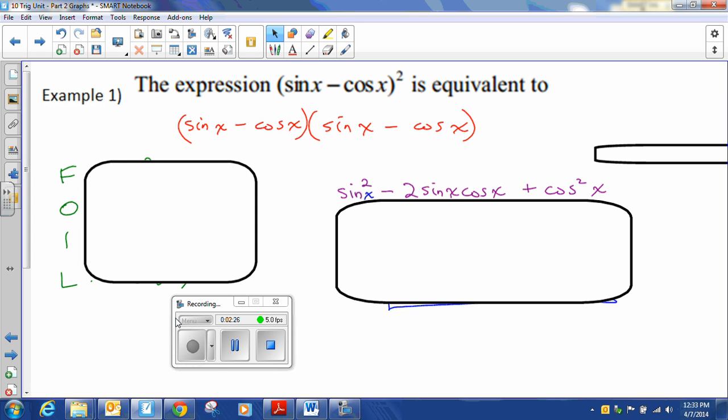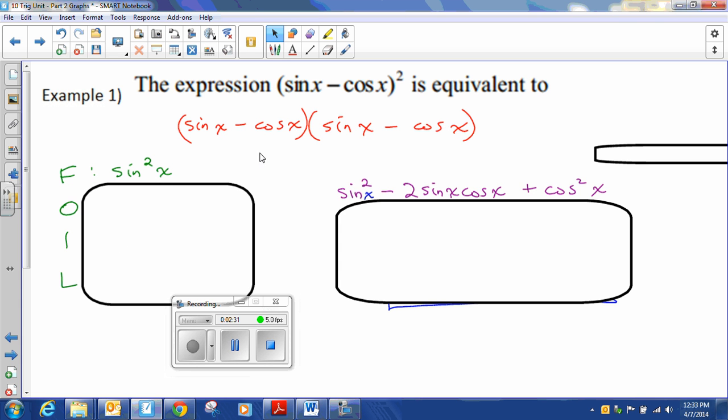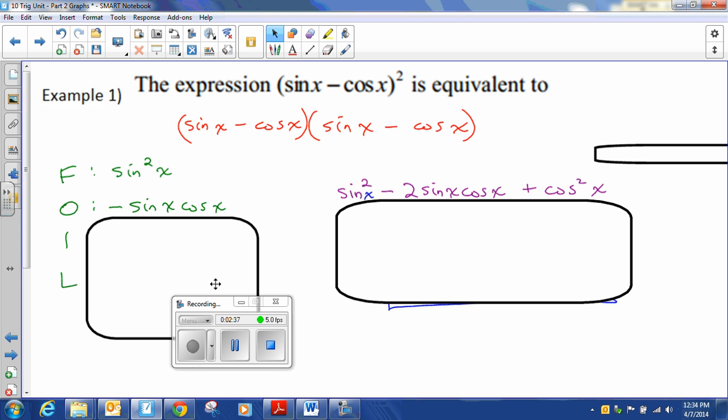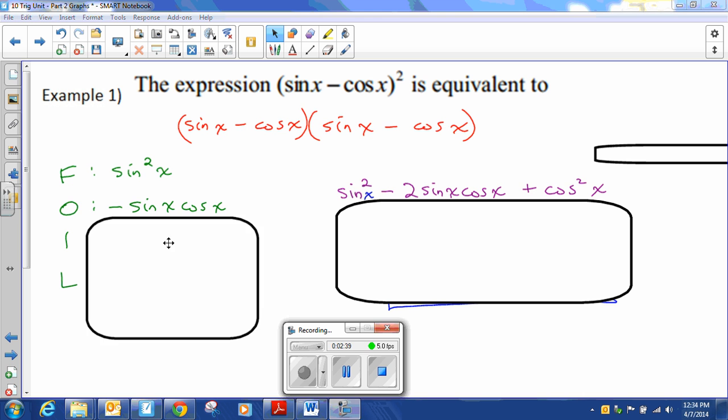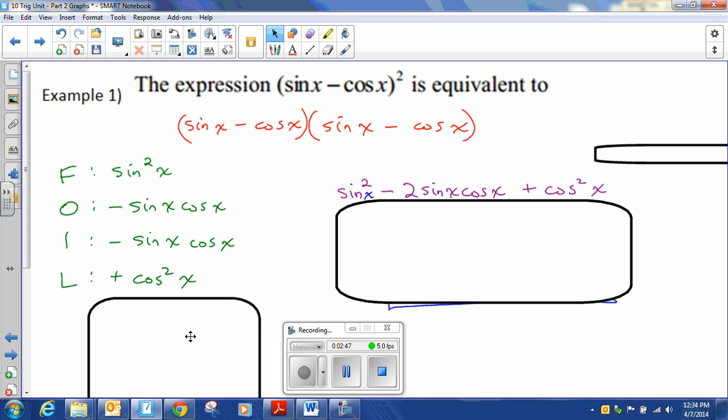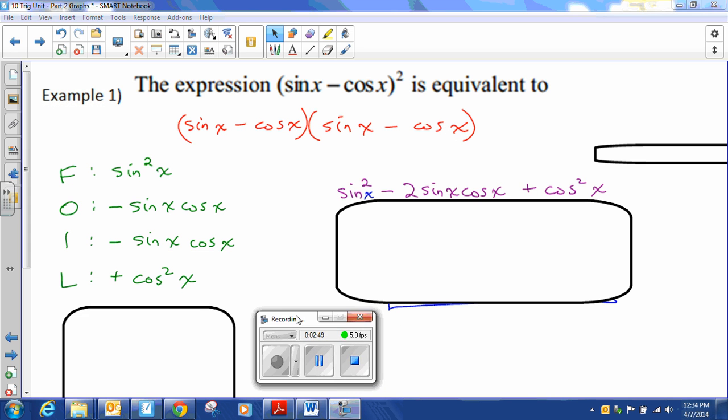And sine x, first term, sine x times sine x is sine squared x. The outer terms, sine x times negative cosine x, is negative sine x cosine x. The inner term gives you the same exact product. And the last terms, negative cosine x times negative cosine x, is positive cosine squared x.